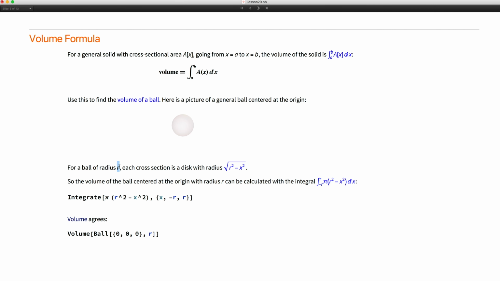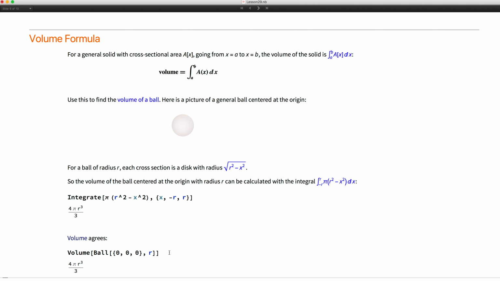So for example, if you want to find the volume of a ball, like over here, and the radius is r, then each cross-section has a radius of square root of r squared minus x squared. So the cross-sections at the left end have very small area, and as you go to the middle, the area increases. So basically, the area will be pi times r squared minus x squared. You add them all up, and you get the volume of the ball, which is, of course, 4 pi r cubed over 3. And you can check that with Volume and get back just the same result.